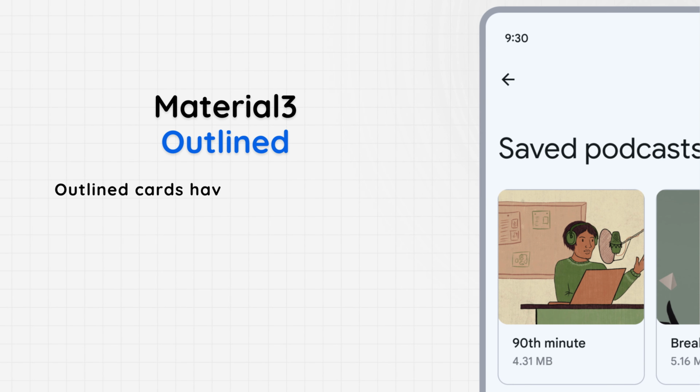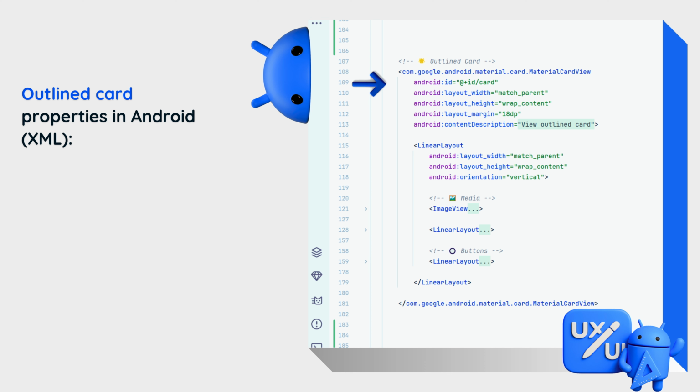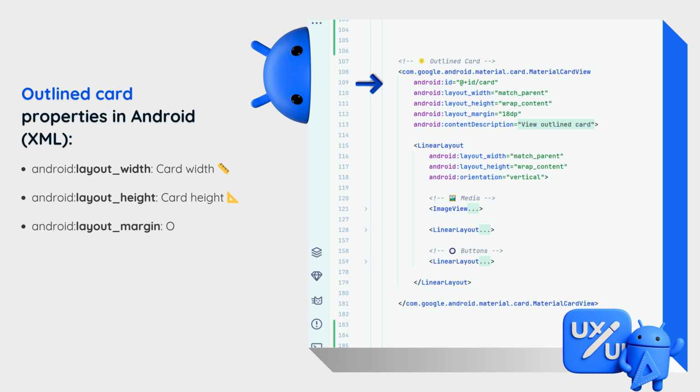Material 3 Outlined Card. Outlined cards have a visual boundary around the container. This can provide greater emphasis than the other types. Outlined card properties in Android XML. By default, outlined cards have a stroke border. This border adds a clear edge around the card. It makes the card stand out without using shadow. No extra style is needed. The outline comes built in.